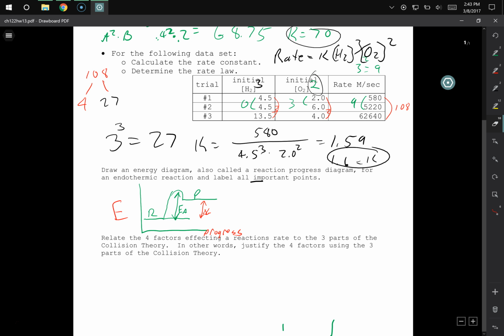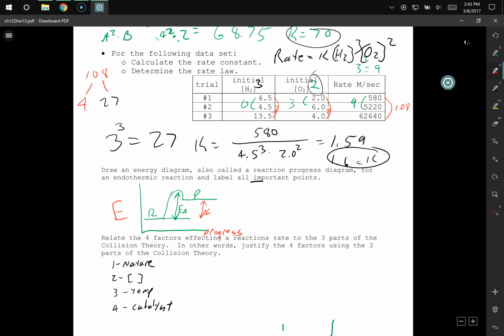Okay, so what were the 4 factors? Substances, the nature of reactants, concentration of reactants, temperature, catalyst. Okay, and the 3 parts to the collision theory?